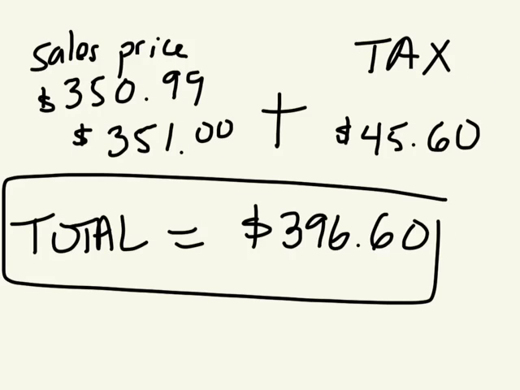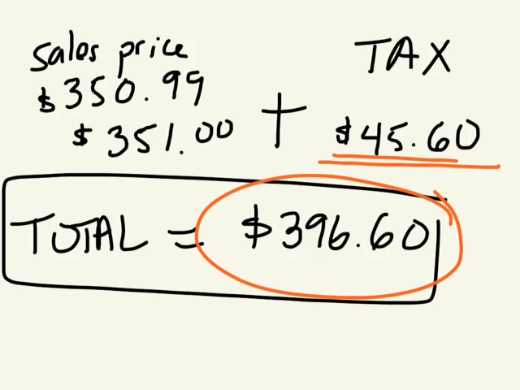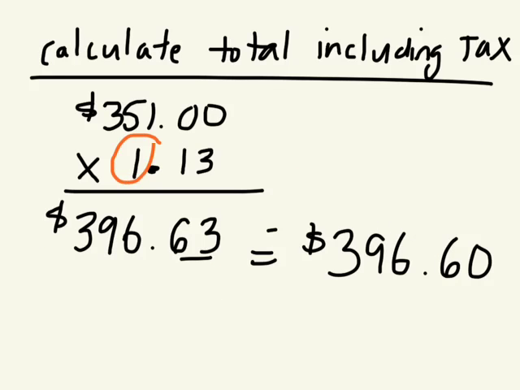We had the same answer here when we calculated the tax and then had to add it on. Why do all that work when you can just find the total with tax just by multiplying by this 1.13? Multiplying it by 1 adds in the original price to your answer.